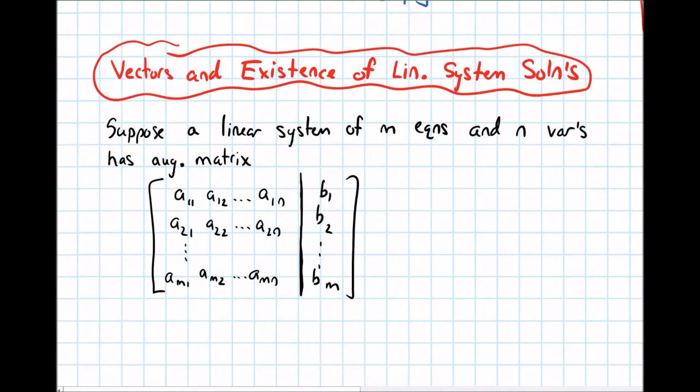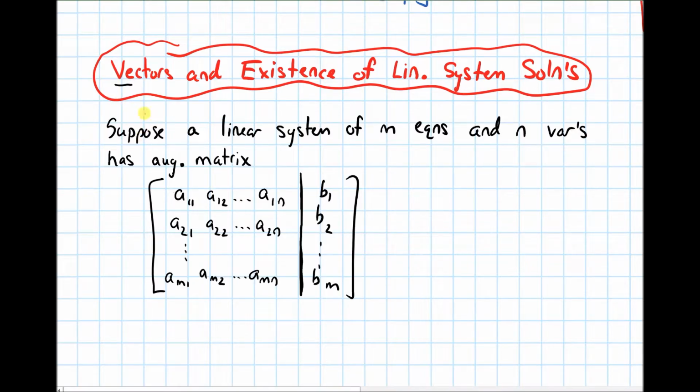In this video, we're going to talk about vectors and the connection between them and whether there exists a solution to a linear system of equations. So specifically, we're going to try to answer the question: if I'm given some vector, how do I determine if that vector can be written as a linear combination of some set of vectors? Or equivalently, how do I check if that vector is in the span of some set of vectors?